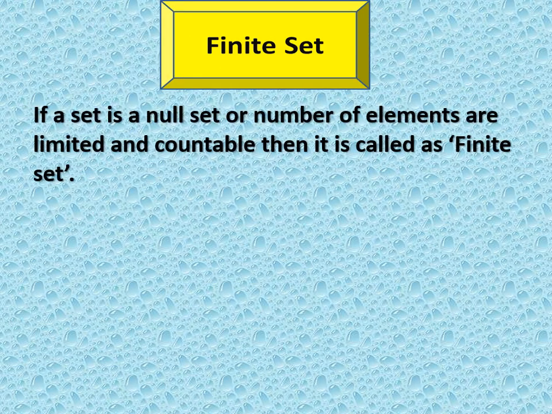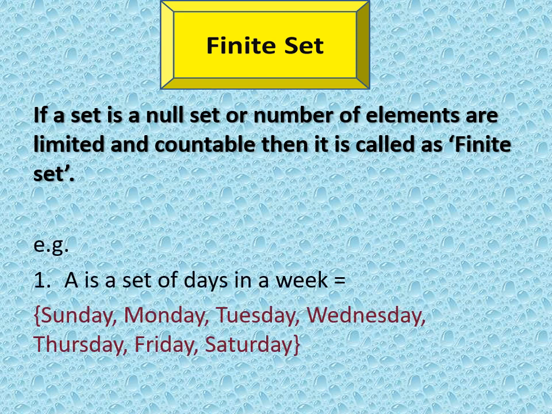Finite set. If a set is a null set or the number of elements is limited and countable, then it is called a finite set. Example: A is a set of days in a week. Sunday, Monday, Tuesday, Wednesday, Thursday, Friday, Saturday, all these are days in a week. We can count them, so it is a finite set. In a set, if we can find the number of elements, that is called a finite set.